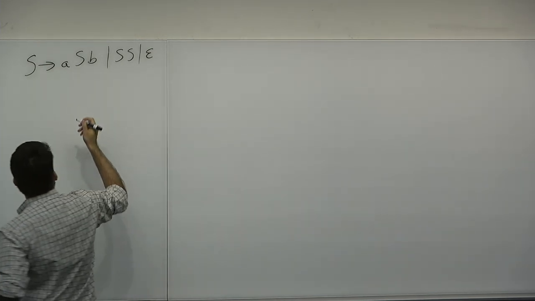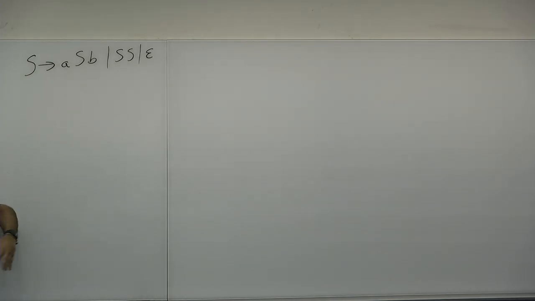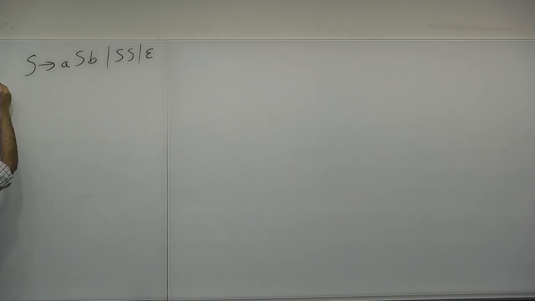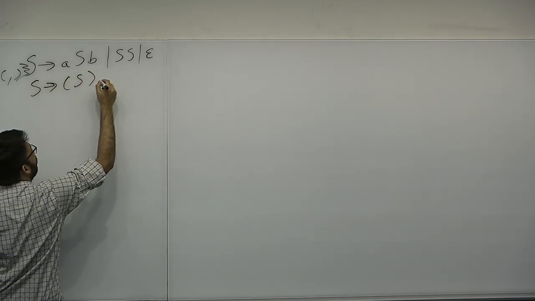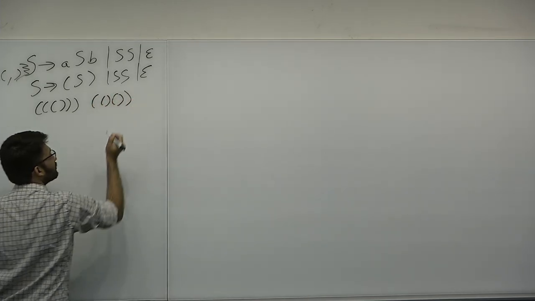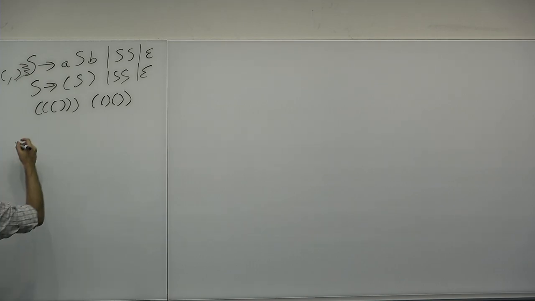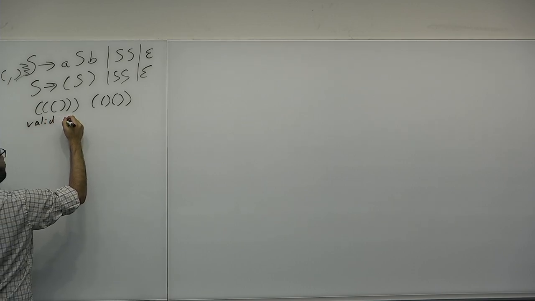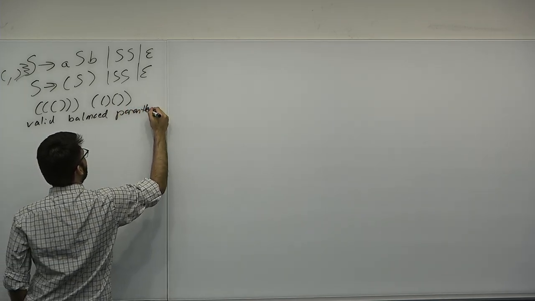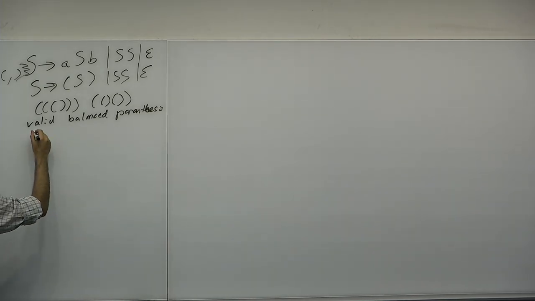So I'll just tell you, I used A and B here as a distraction, okay? Suppose instead of A and B, I used open and close parentheses. So this is going to be S goes to open S close, or SS, or epsilon. This is going to produce open, open, open, close, close, close, but it'll also produce open, open, close, open, close, close. So the name of this language is valid, balanced parentheses. That is too long to say every time, so we call this the Dyck language.